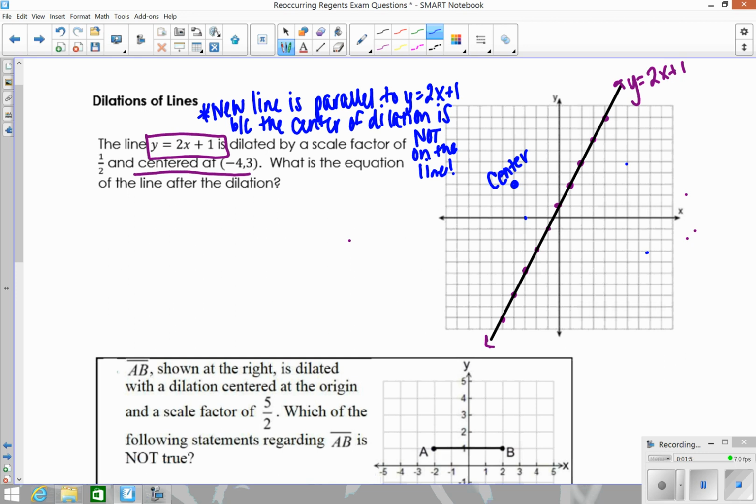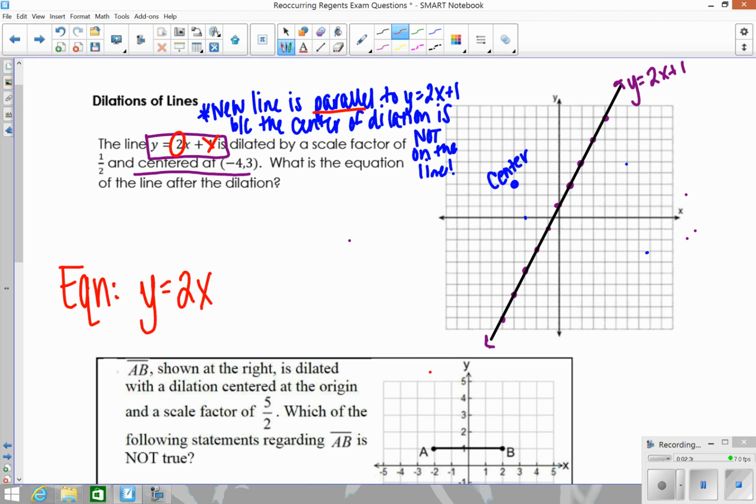So also keep in mind that you can't just multiply the y-intercept by whatever the scale factor is because the center of dilation is not at the origin. So the center of dilation here is at negative 4, 3, which means we're actually going to have to do this whole thing graphically. So the one thing I do know is that my new line is going to be parallel, so it's going to have the same slope. So when I write my equation here, I'm going to use this slope, but I'm not going to use the y-intercept. So the new line is going to have y equals 2x, and then I have to find the rest of it.